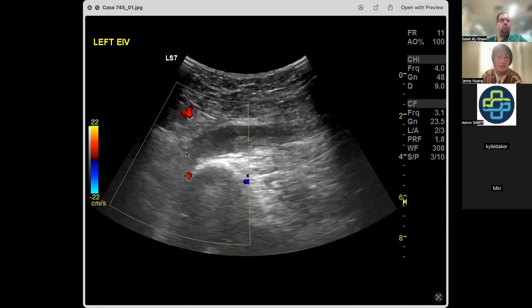Usually the vessel should be running down here, so it should have a reasonable Doppler angle. You may well be asked about Doppler angles in the exam and optimizing them. That's one of the things.